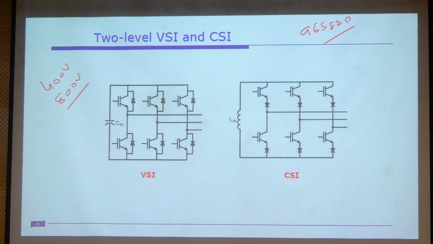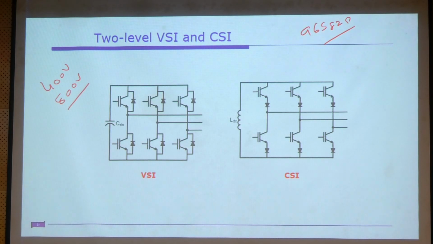Also, if you are using an 800 volt charging system, you can increase the power rating, right? So why is it important? Let us consider two scenarios: one is the 400 volt architecture and the other is the 800 volt architecture.